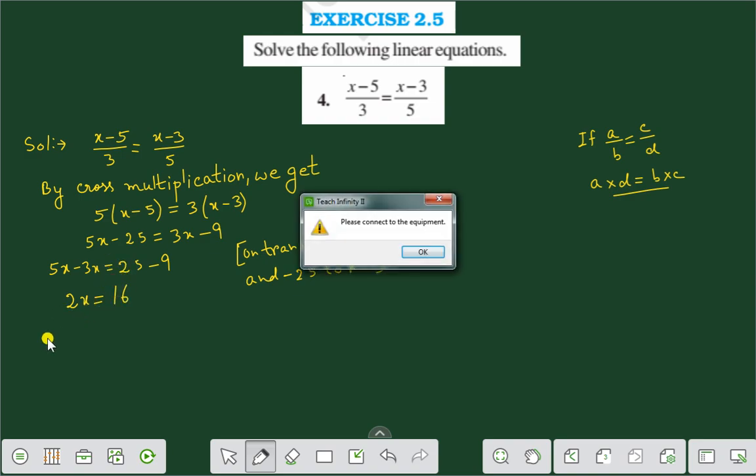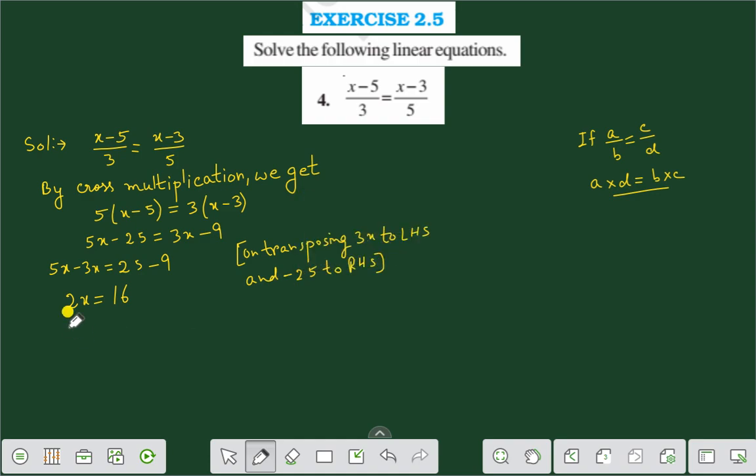Or you can say that 2x, if we divide both the numbers by 2, we get x is equal to 16 by 2, that is 2 8 is 16. Therefore the value of x is equal to 8, and that is the answer. The value of x here is equal to 8.